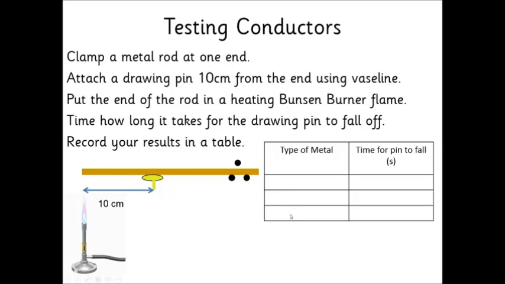So you test different types of metal and you record the time for the pin to fall off. These three dots are just showing you that you've got this clamped in a clamp stand for safety. Obviously this is going to get hot, so you don't want to hold it with your hand, you need to clamp it. Alright, so eventually you can just see on the animation there that the heat passes through and the drawing pin drops off, so you make a note of that time.